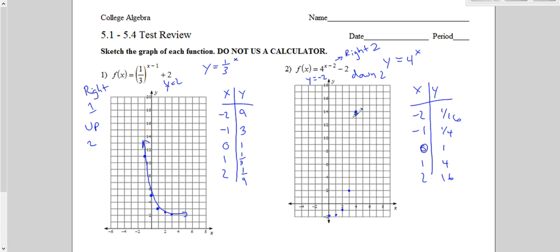Okay, you can see my curve is going from left to right, it's going up. So let's see how I can do here. All right, not too bad. Okay, that's number 2.